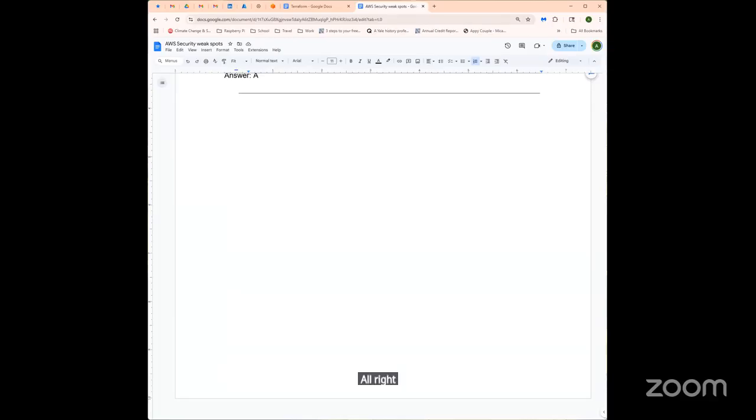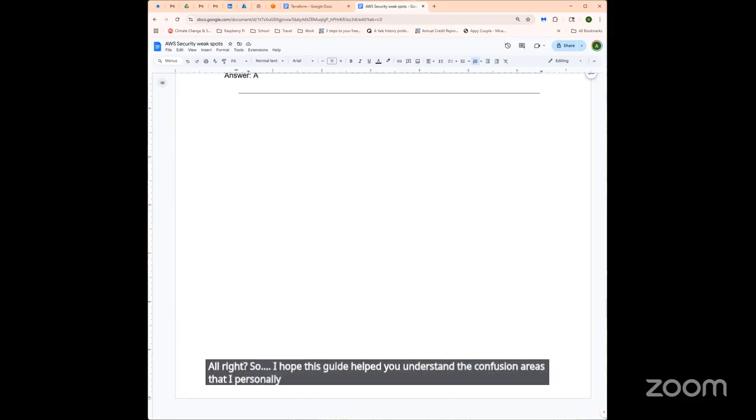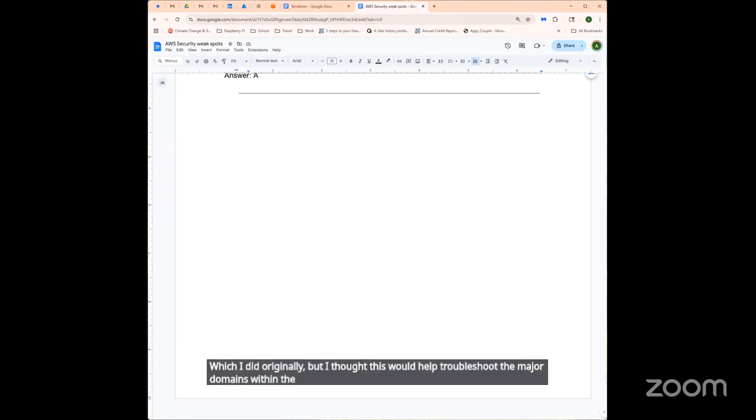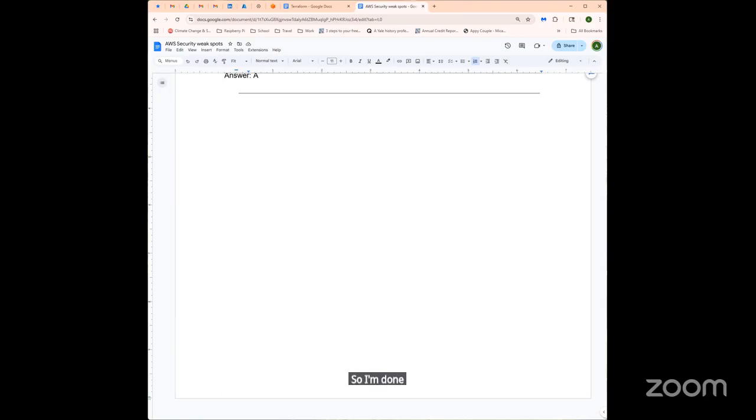All right, so I hope this guide helped you understand the confusion areas that I personally went through, because I actually have a lot more clarity in this. I plan on taking the exam and passing, which I did originally, but I thought this would help troubleshoot the major domains within the AWS Security Specialty. So I'm done with this portion of it. I'll be going on to another selection.